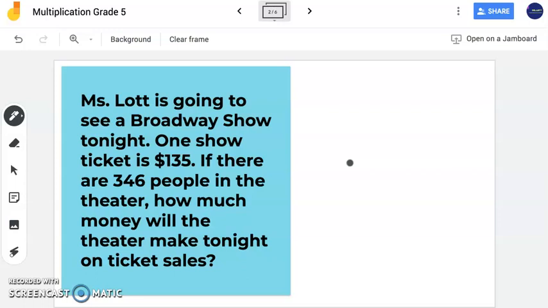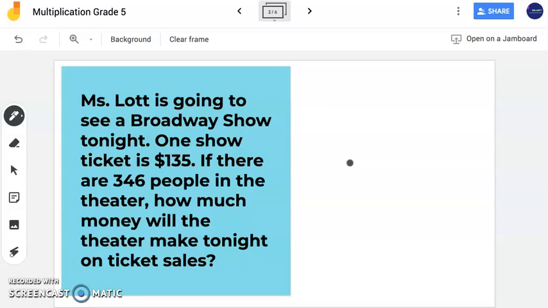It says Miss Lott is going to see a Broadway show tonight. One show ticket is $135. If there are 346 people in the theater, how much money will the theater make tonight on ticket sales? So now what we're going to do here is multiply.